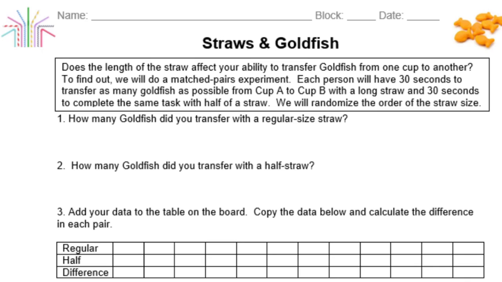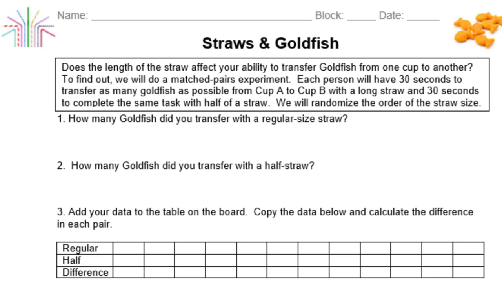So before that, though, notice that we are going to do a matched pairs experiment. That means that each person will use the full-size straw once for 30 seconds, and then the half-size straw once for 30 seconds. So we need to randomize the order of the straw size so that you're not just going to be better the second time around regardless, because you got 30 seconds of practice.